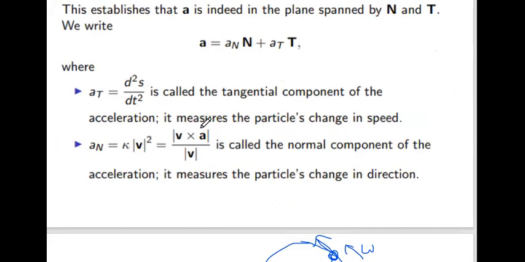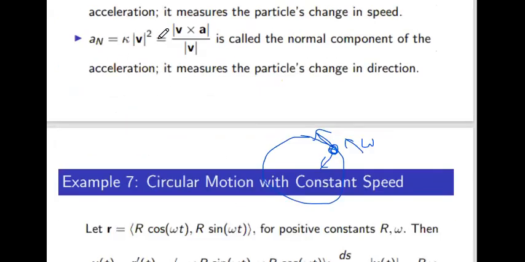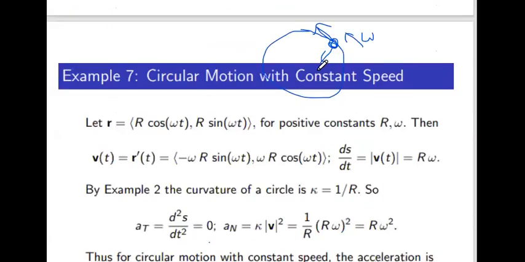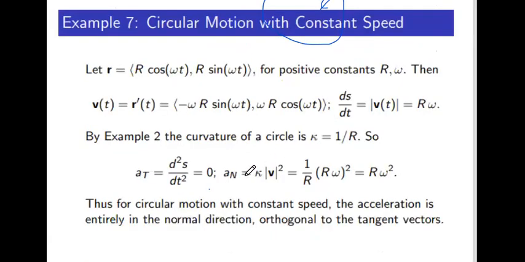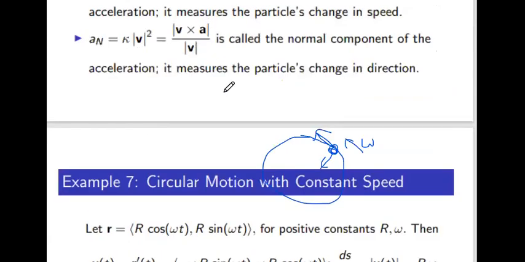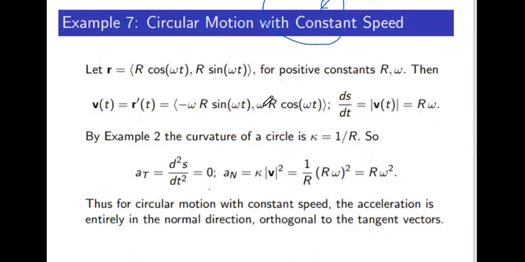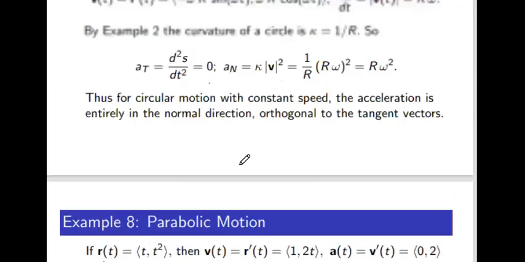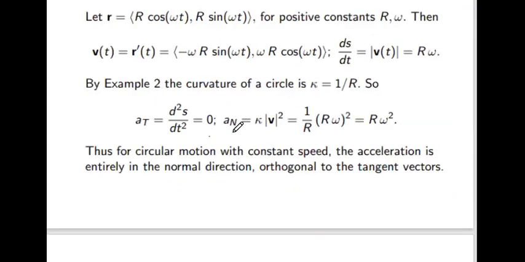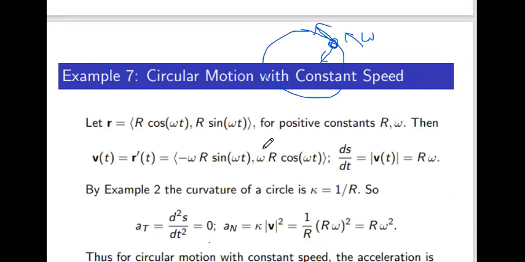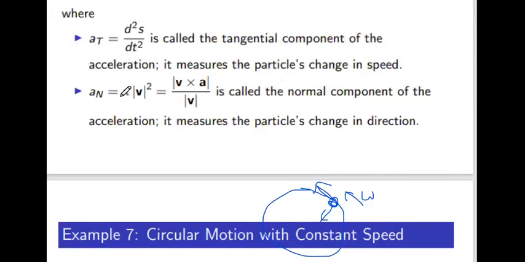You need velocity as well as the acceleration to find the normal component of this circular motion. So let's find the acceleration. The normal component of acceleration is the same with kappa.